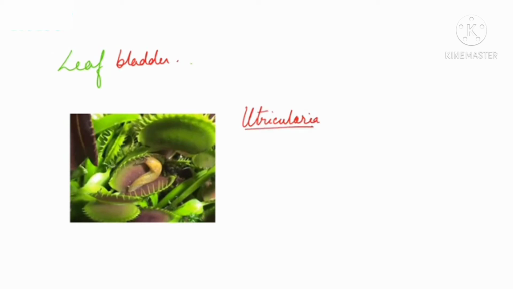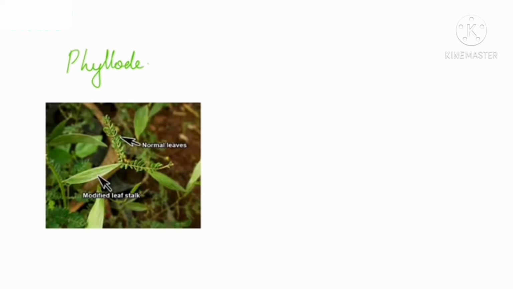And next is the Venus flytrap. In this, the leaf blade is divided into two parts that are hinged along the midrib. The two parts get interlocked by marginal teeth and prevent the insect from escaping. The insect is then digested by digestive juices secreted by the plant.